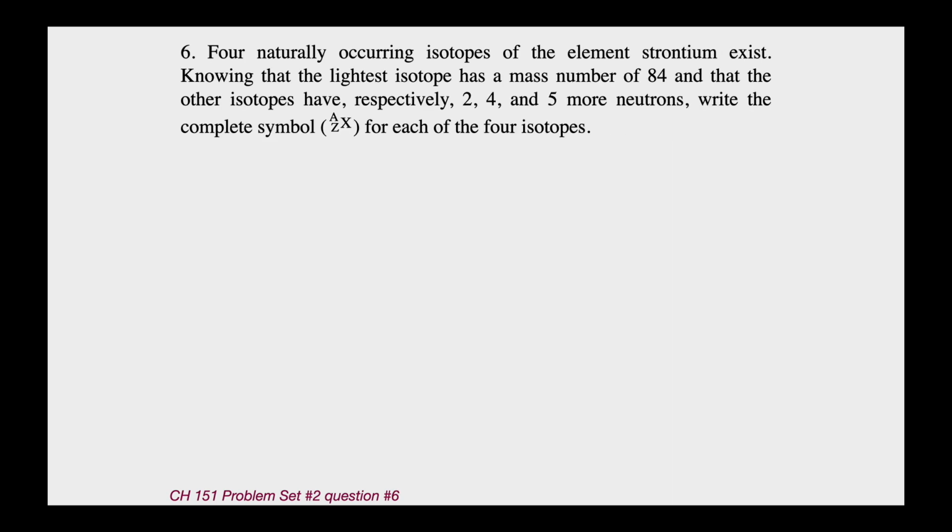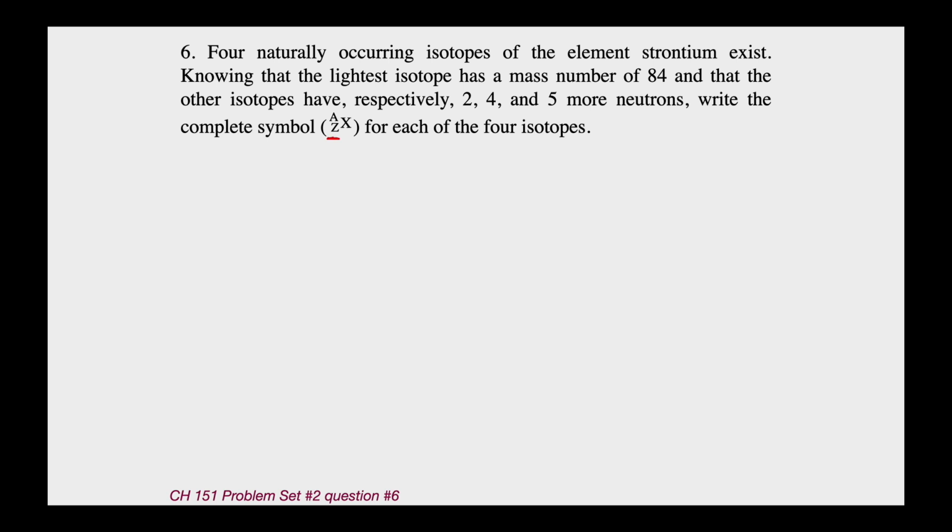For this problem, we're going to look at different isotopes of strontium. And let's talk about that for a minute. So first of all, what we're talking about in this problem are 4 isotopes of strontium, the same element. Strontium on the periodic table is number 38.